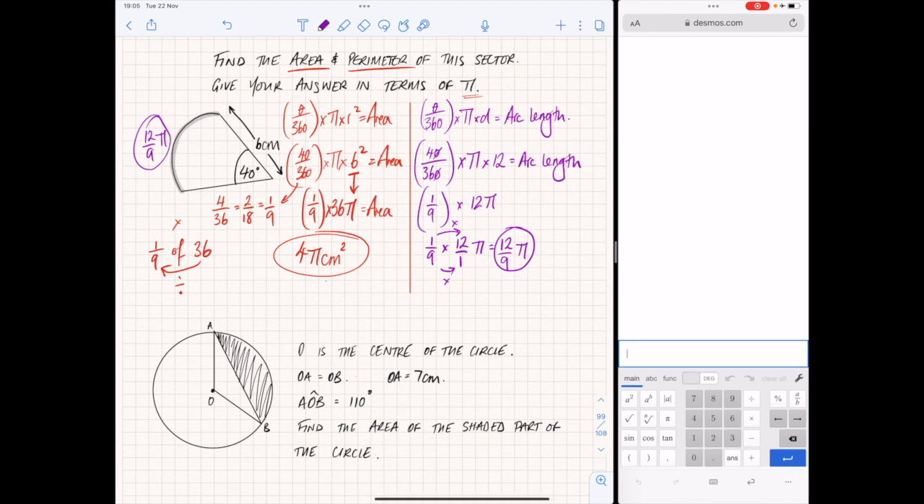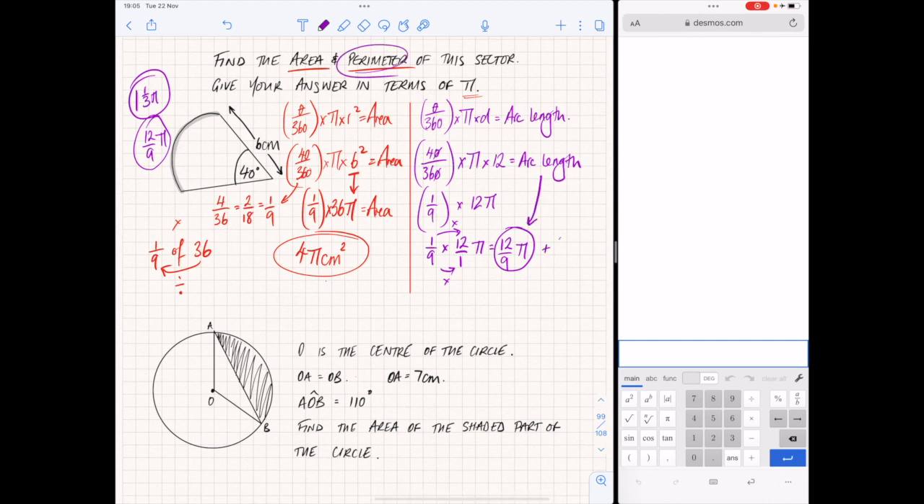That is an improper fraction. What you could also do is go, how many times does 9 go into 12? Well, it goes into it once, and there's 3 left over. And 3 over 9 simplifies to 1/3. So you could call it 1 1/3 of pi as well. So that's the arc length, okay? But remember, we're finding perimeter.